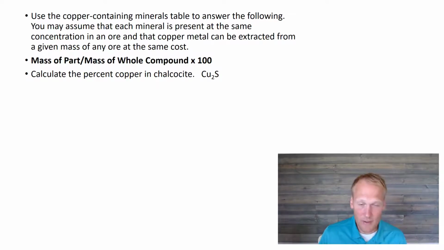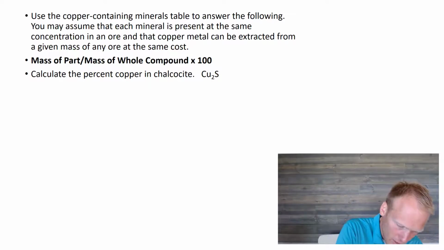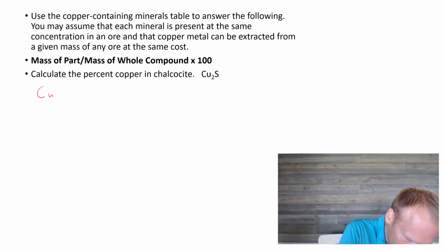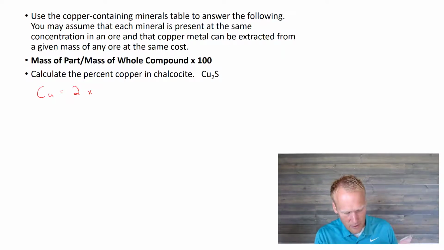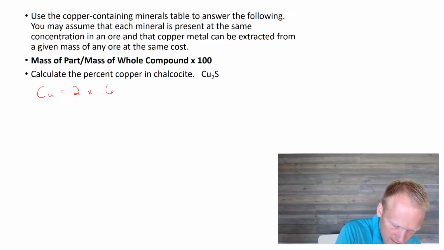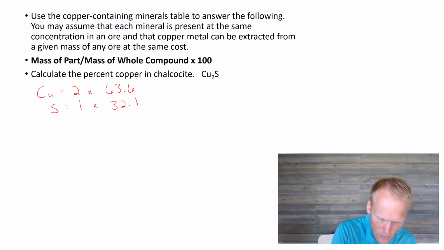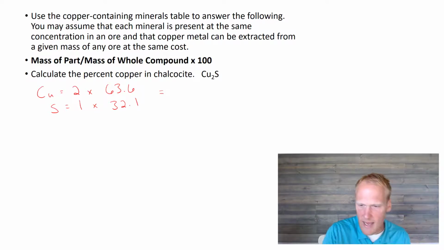So the first thing we need to do, which we've already done, is calculate the total mass of Cu2S, copper sulfide. So we have a copper, and there are 2 of them, and the mass of each copper, if we look on our periodic table, is 63.6. And then we have sulfur, and there's only one of them. And we can look at our periodic table and see that each sulfur is 32.1. And now we're going to add those all together.